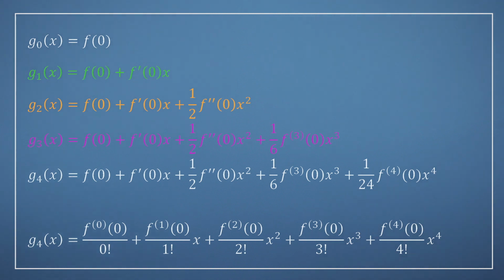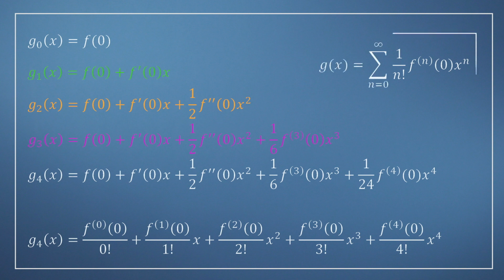So with this last piece of the puzzle in place, we can now say that the nth term in the approximation is just the nth derivative of f, evaluated at 0, divided by n factorial, multiplied by x to the power of n. And therefore, the complete power series can be written as follows. So you can see it's the sum from n equals 0 to infinity of these terms.